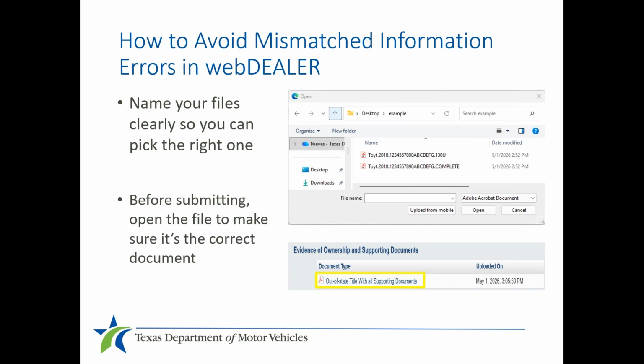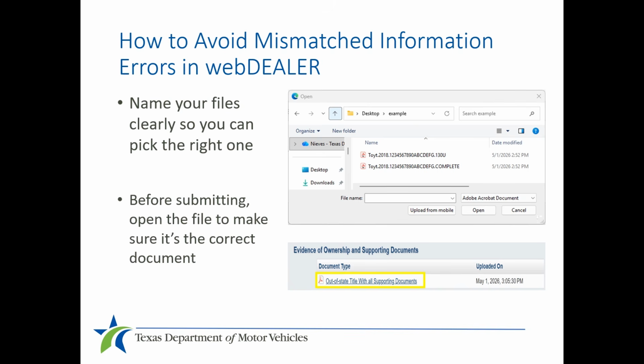One of the best ways to avoid mismatched document errors is to use descriptive file names when saving digital scans. For example, you could save files using a format like make.year.vin.filetype. This is shown in the example on the slide. This type of naming system makes it much easier to identify which vehicle and document you're uploading. Another important step is visually reviewing every uploaded document before submitting the transaction to the county. Taking a few extra seconds to verify the documents can prevent major problems later.